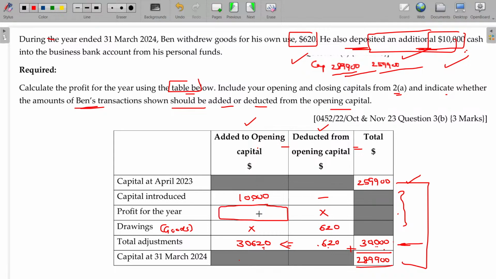10,000 plus this one is equal to 30,620, the total adjustment. Then what could be this balance? Maybe the balancing figure. 20,620 will be the balancing figure. Hope you will be now able to understand.